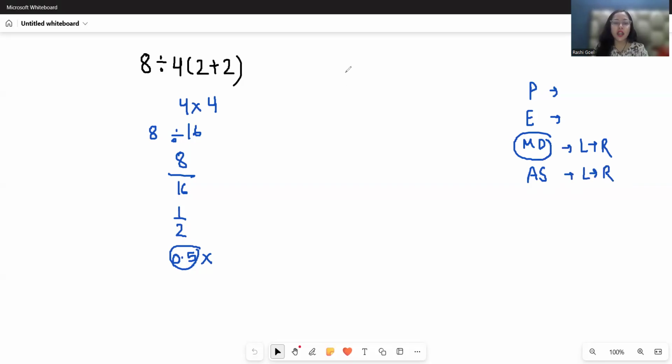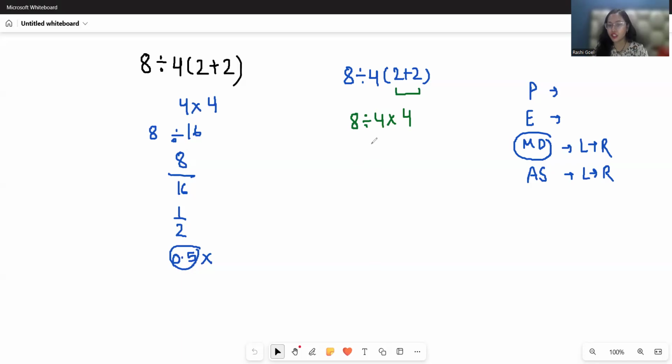So now let's rewrite the expression 8 divided by 4 bracket 2 plus 2. By following the order of operations, that is the PEMDAS rule, you have to solve it like this. First solve the parentheses, that is bracket 2 plus 2, which is 4. Now what is left? 8 divided by 4 multiply 4. So here you have two operations left, division and multiplication, both have the same priority, but you have to solve them from left to right.